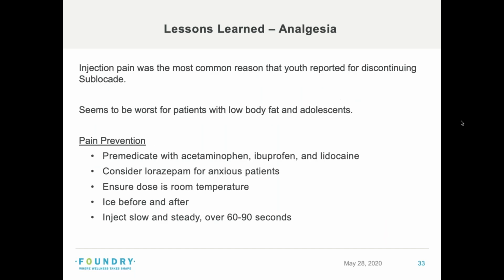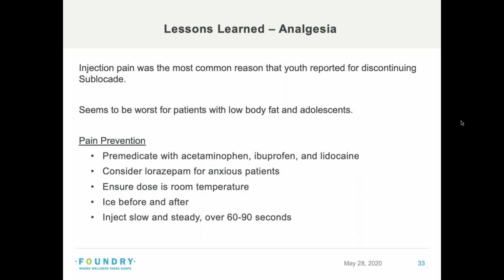Another lesson learned was analgesia. For our clinic, the injection pain was the most common reason that the youth didn't want to continue Sublocade. And this seemed to be worse for patients with low body fat and the younger adolescents. Sublocade is an injection of 2 mils of a viscous liquid that goes sub-Q right by the umbilicus. All of the youth that have been in the program have been very slim, so you're pushing quite a lot of liquid into not a lot of tissue. And the needle is also a wide 19 gauge needle.